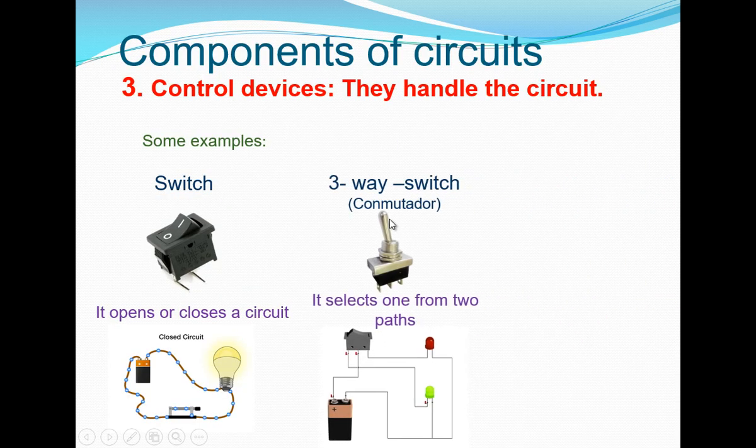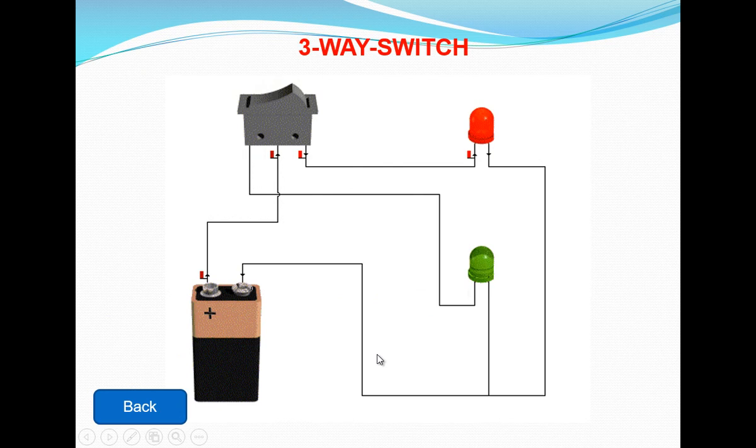Another example of control devices is the three-way switch, which in Spanish we call conmutador. It selects one from two paths. What happens when I push it? Sometimes the electricity comes from here and goes this way or goes this way, according to whether I push on this side or on the other side. It's the red light which will light or the green light.